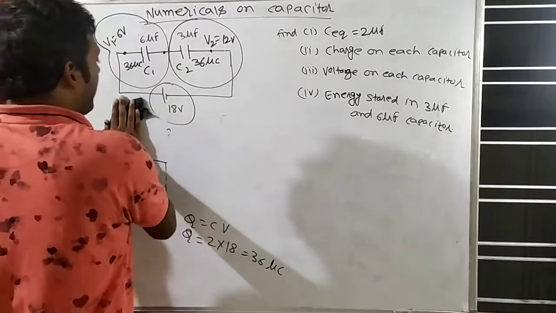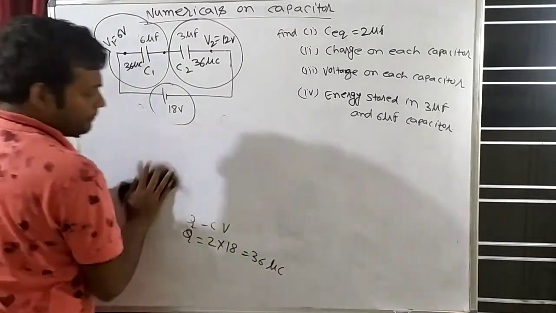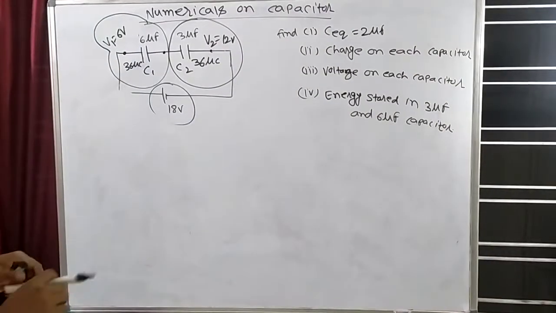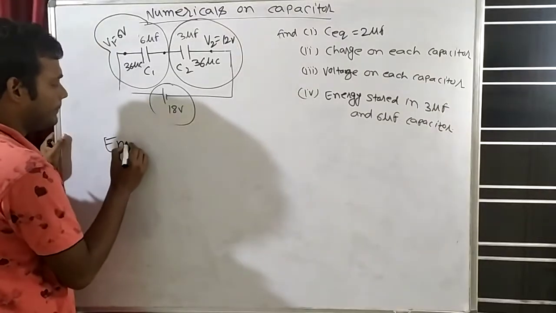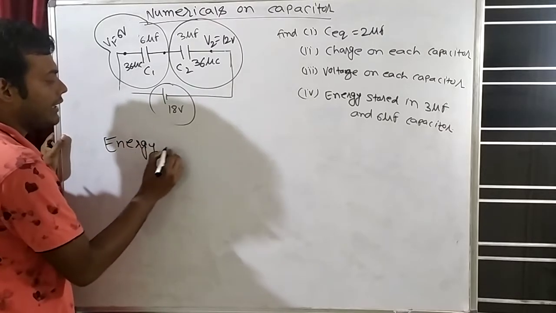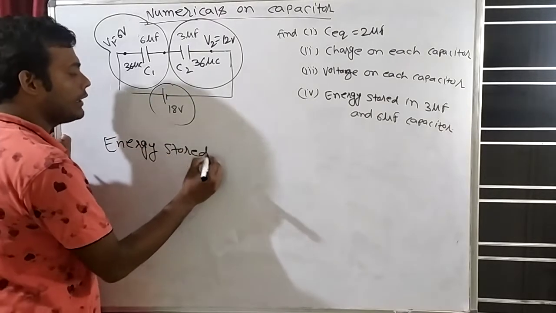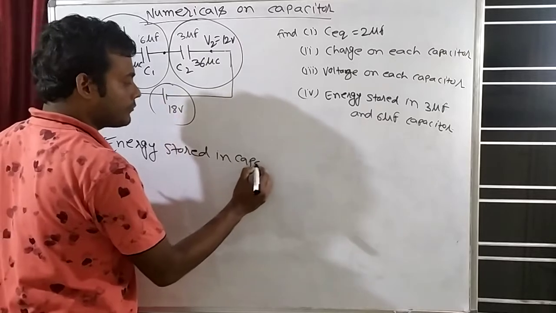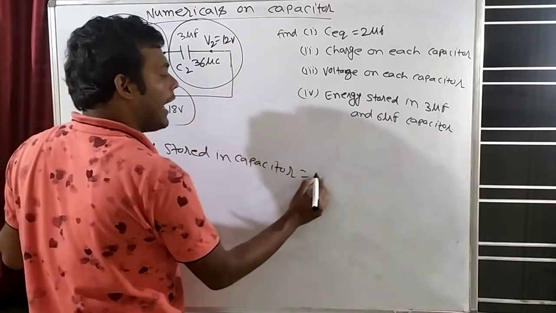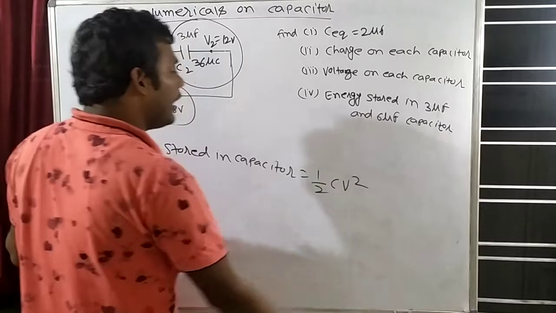So what is the formula of energy stored in a capacitor? I took this in the previous lecture. Energy stored in a capacitor. What was the formula? I am revising it again. Energy stored in a capacitor. The formula was half CV square.